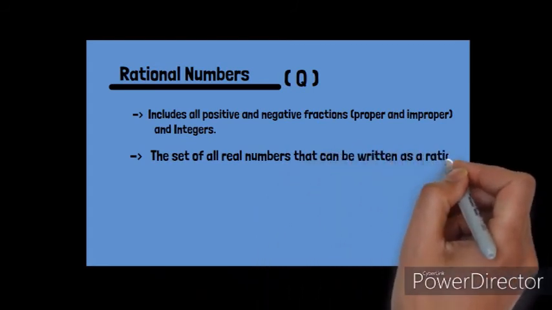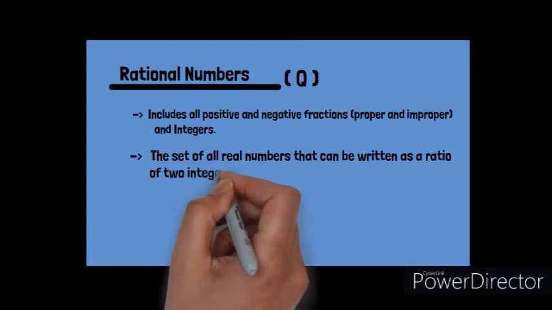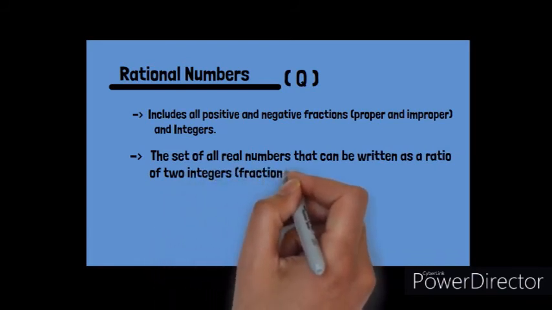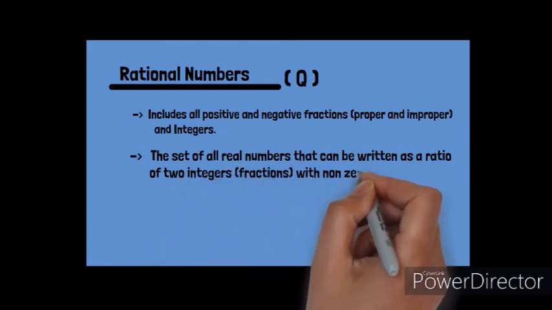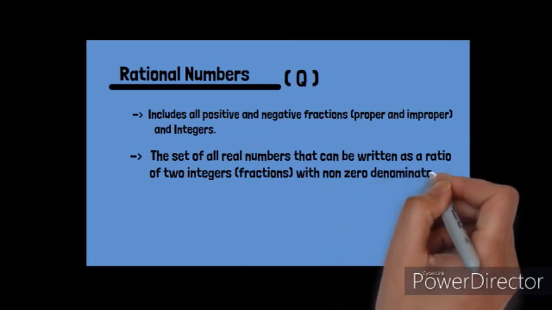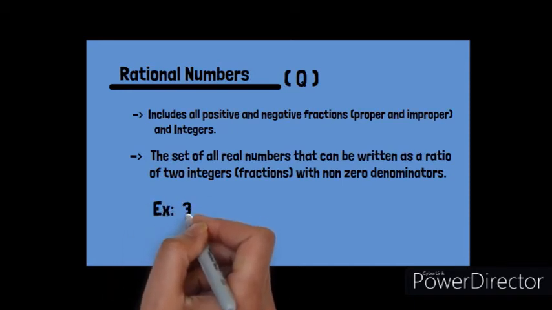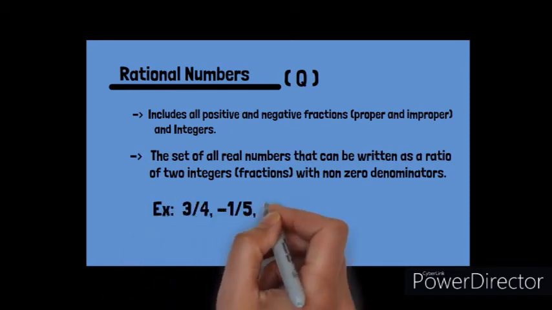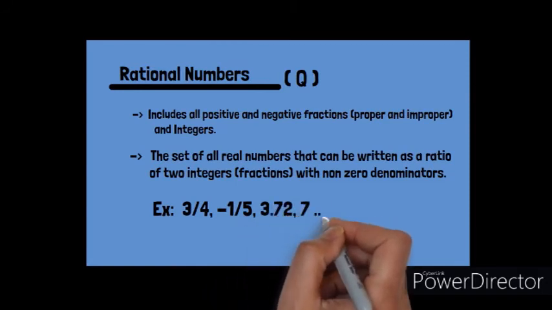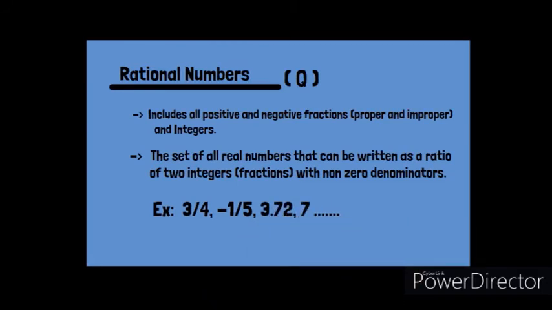The second is that it is the set of all real numbers that can be written as a ratio of two integers, fractions, with a non-zero denominator. What do I mean by that? Well, let's take a look at some examples of rational numbers. Three by 4, negative 1 by 5, 3.727, and so on.